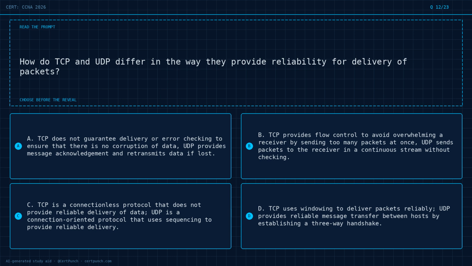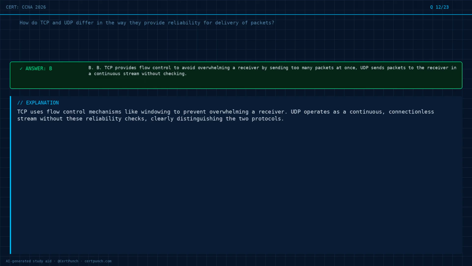Make the call before the reveal. The answer is option B. What the exam tests here. TCP uses flow control mechanisms like windowing to prevent overwhelming a receiver. UDP operates as a continuous, connectionless stream without these reliability checks, clearly distinguishing the two protocols.